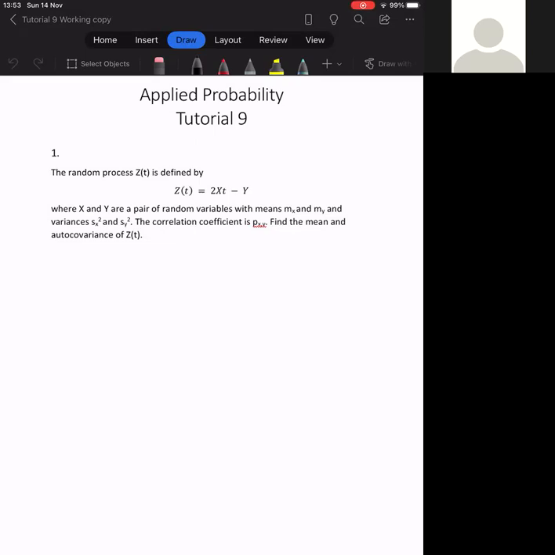So this is mostly based on random processes, as a quick introduction. We'll be going over a few questions, and we'll just read through the first one and then solve it.